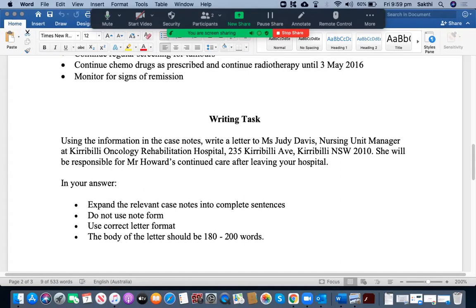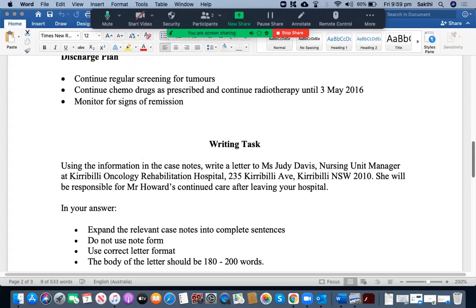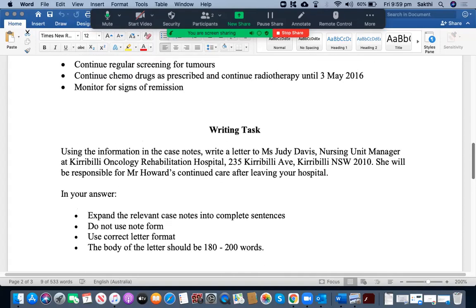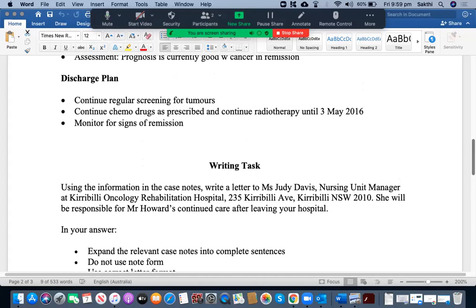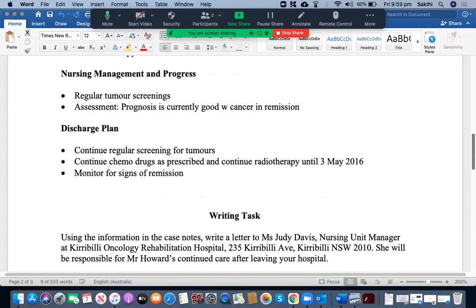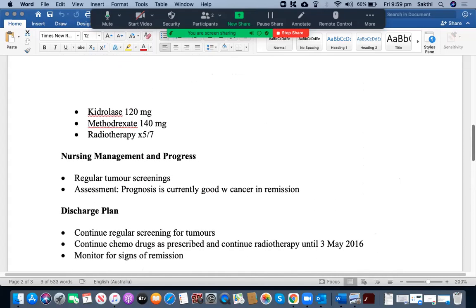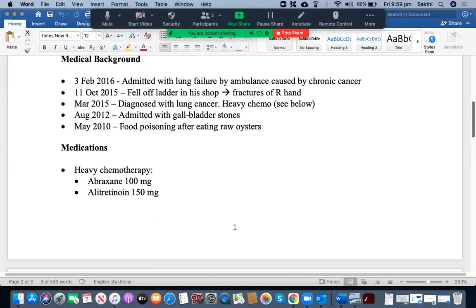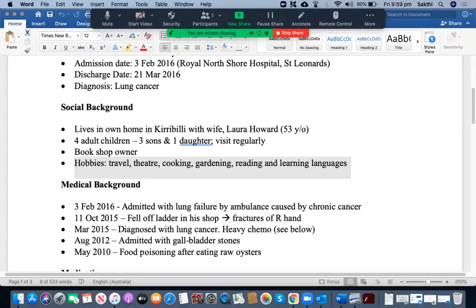Yes. So using this information, they need to know about his hobbies. Yes, that's right, after leaving your hospital, because it's a rehabilitation hospital. Rehabilitation means that's the one which provides the rehabilitation care. Do you know what rehabilitation is? Yes. Final stage, isn't it? So you could have included the hobbies as well.